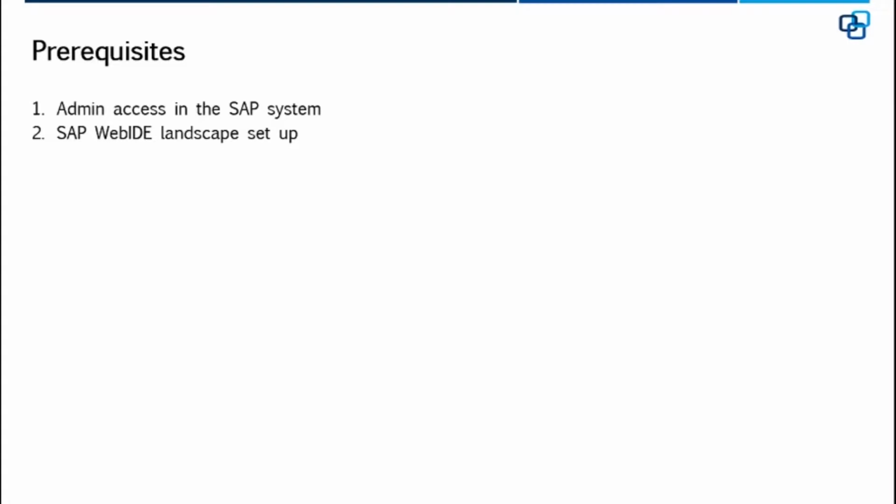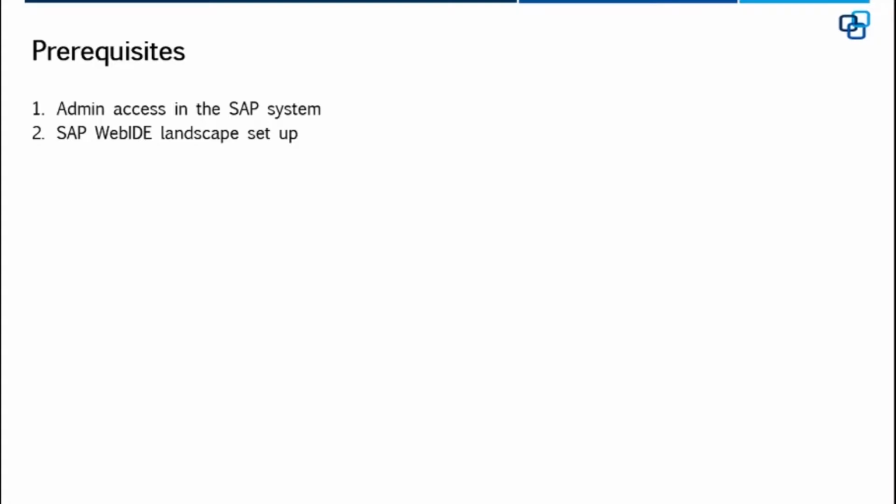In this tutorial, we will assume that you have admin access to the SAP system because you will need to modify a standard SAP component. Also, we assume that the SAP Web IDE landscape is set up and running and we'll be using it for development and the deployment. Other methods can be used as well, like manual uploading or using Eclipse IDE, but it will not be covered in the tutorial.